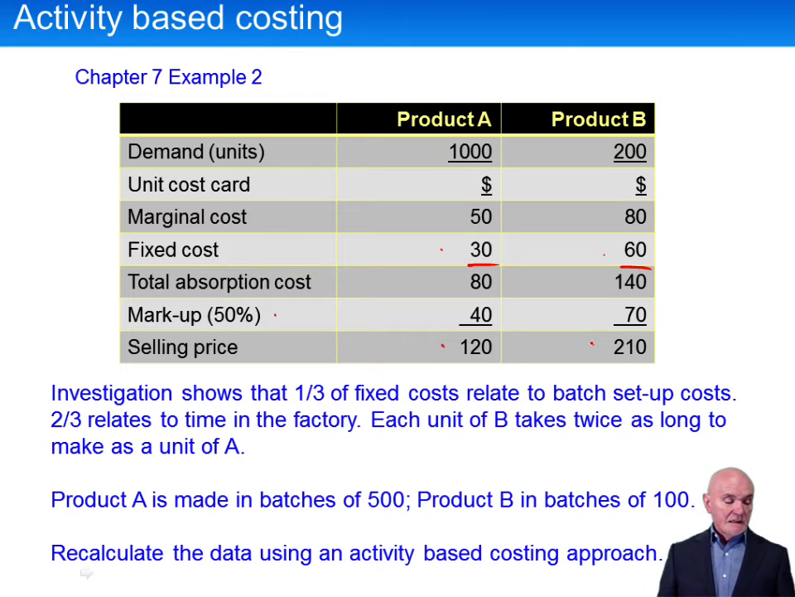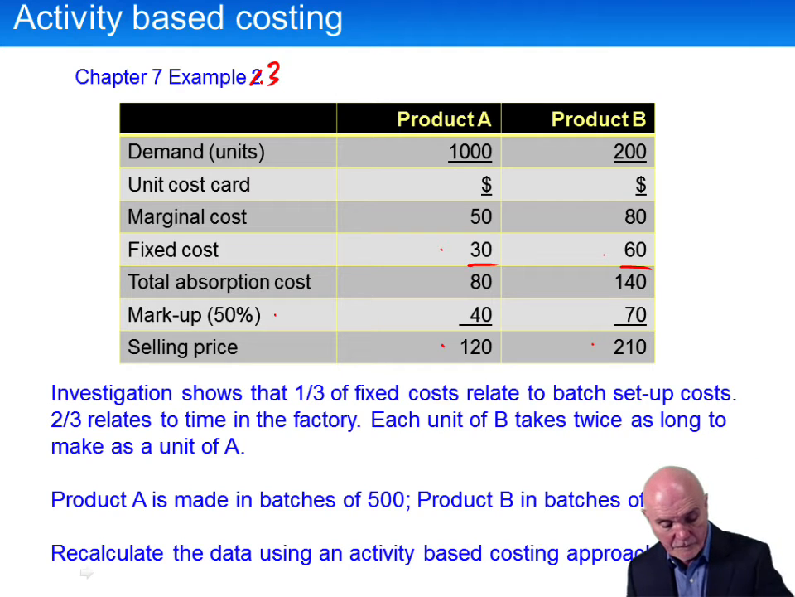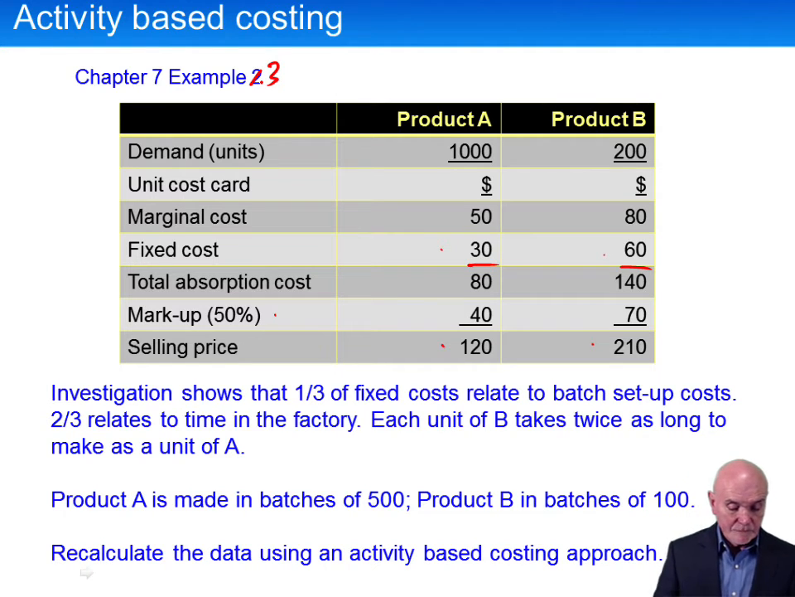And it simply says that it wants us to recalculate the example using activity-based costing. And I should apologize, this I think is actually example 3 from Chapter 7.